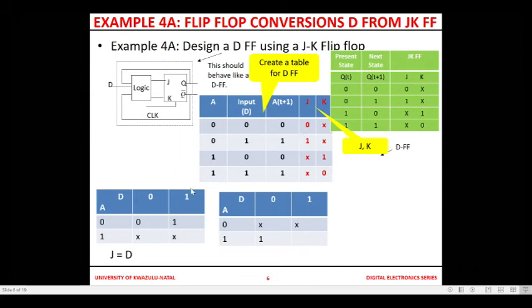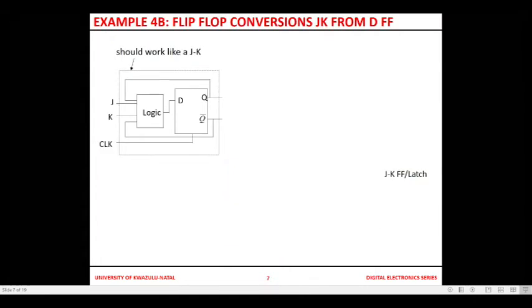By the way, from here you can straight fill it in the K map if you don't want equations. Then when you minimize, you get J equals D, K equals D complement. So if you have a JK, you just need to have a NOT gate between J and K, and then you have a D flip-flop. Go through it and understand.